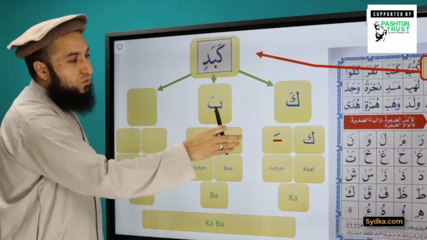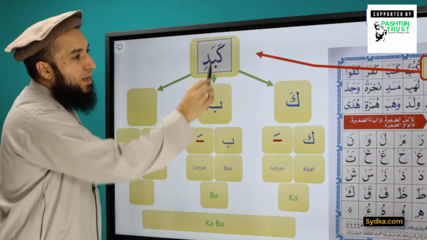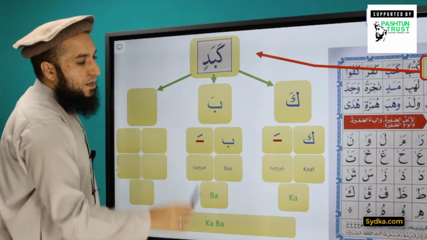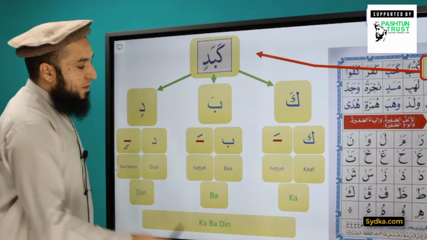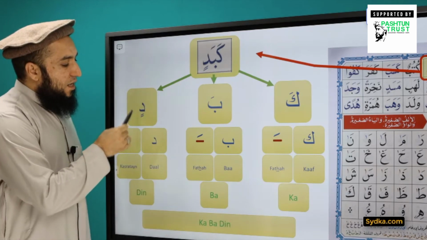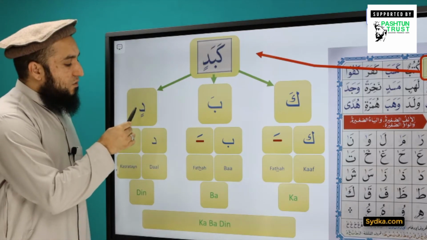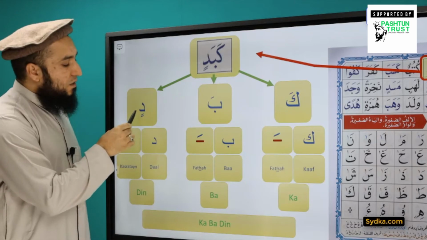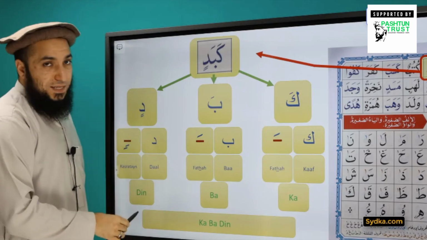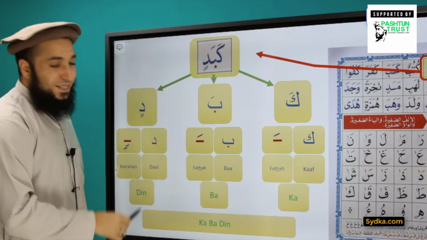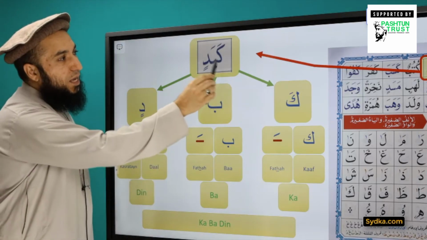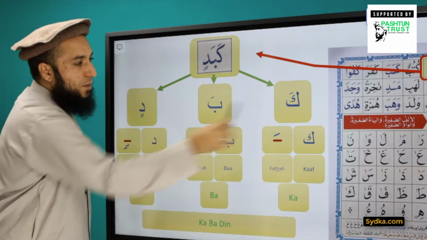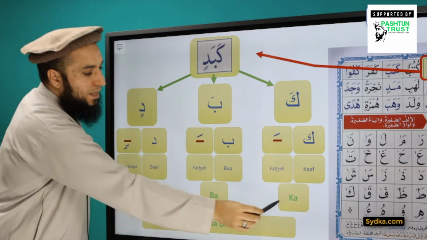Now we combine these 2 syllables and we have kaba, kaba. The third syllable we have is dal kasratain din. Dal is not silent and it has kasratain underneath. Dal kasratain din. Dal kasratain din. So now we combine these three syllables and we have kabadin, kabadin.